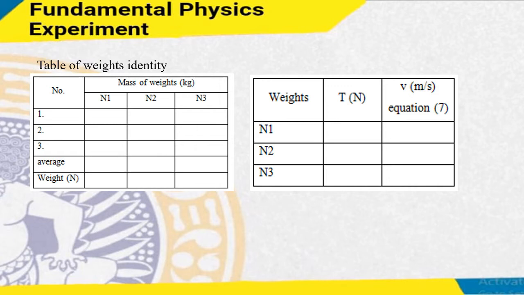Okay, then we move forward to the right table. This table gives information about the weights N1, N2, N3 with the wire tension T in Newtons, and also the velocity measurement using equation 7. Please take a look at your guidebook to find the velocity.